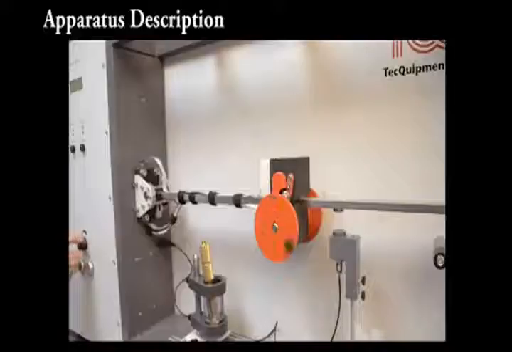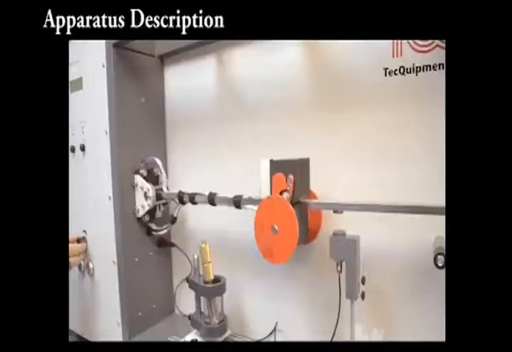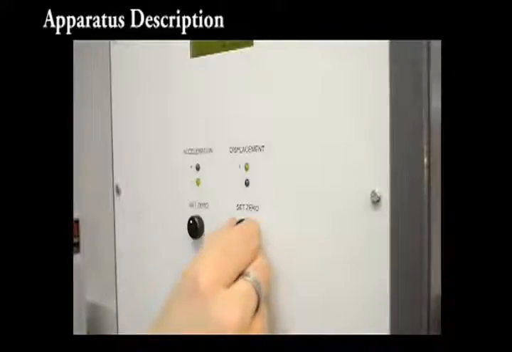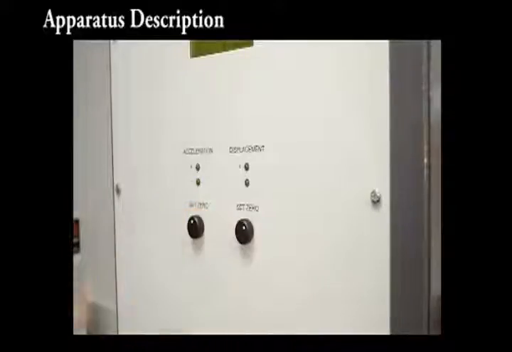The control section has a display showing the speed of the exciter disc when used for forced vibrations. Other controls include the set 0 adjustments for the displacement and acceleration sensors. Make sure that the set 0 lights are off during the different steps of the experiments.